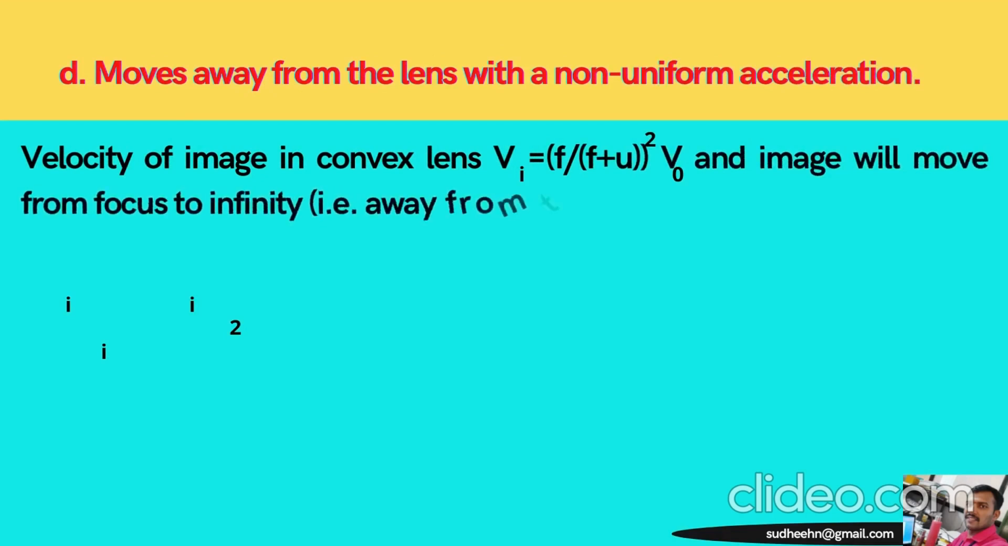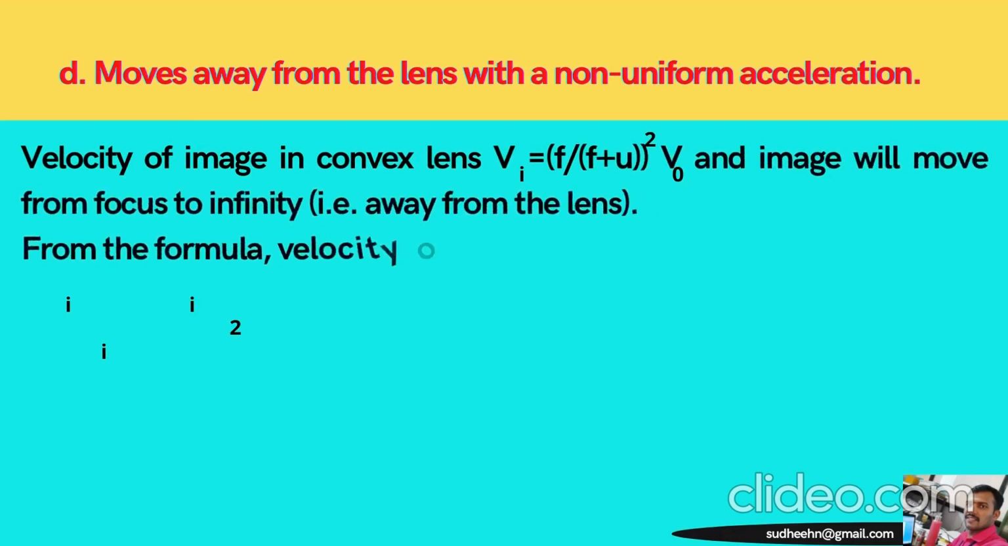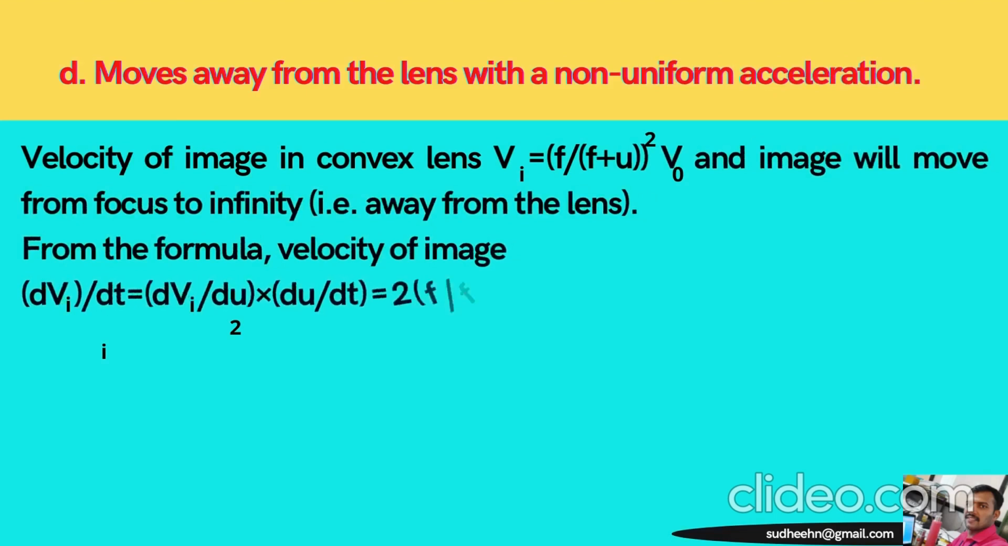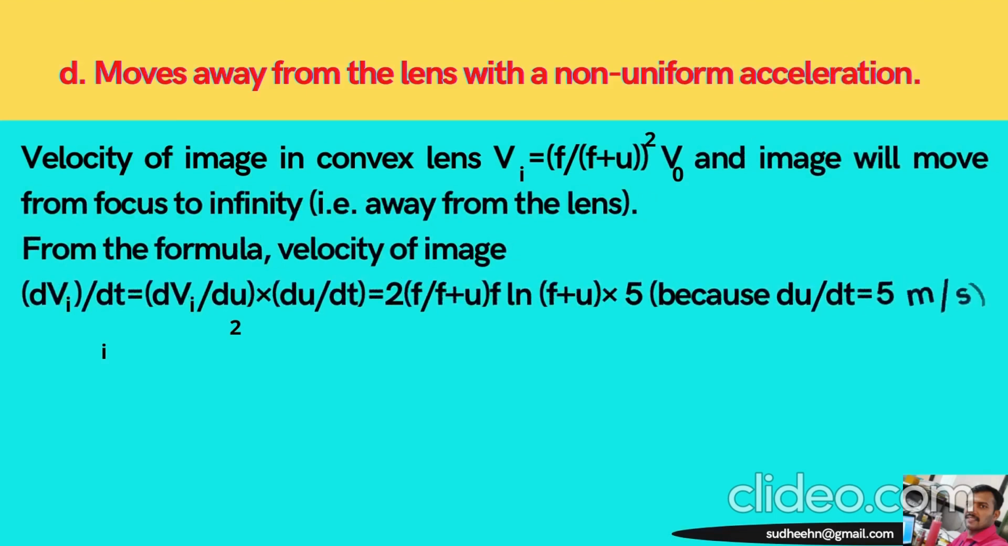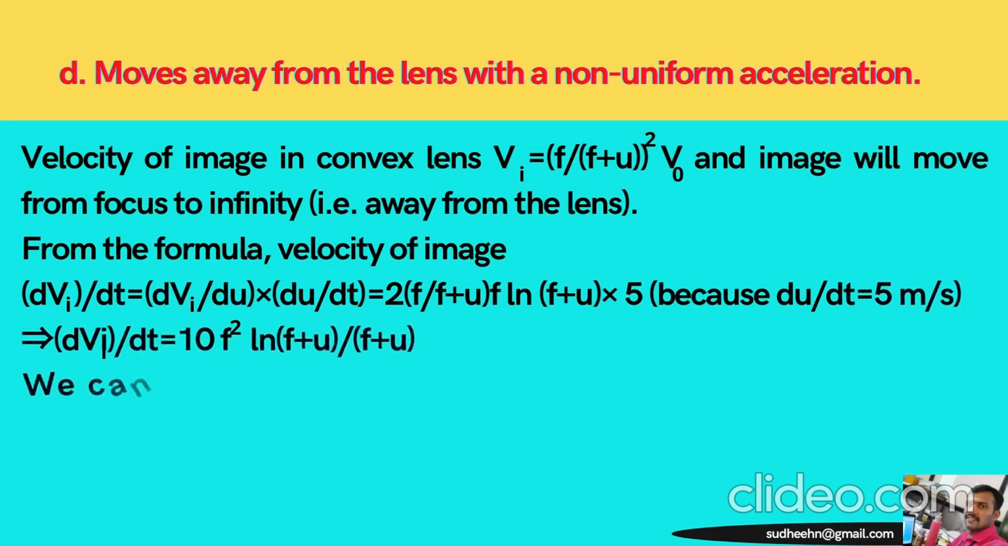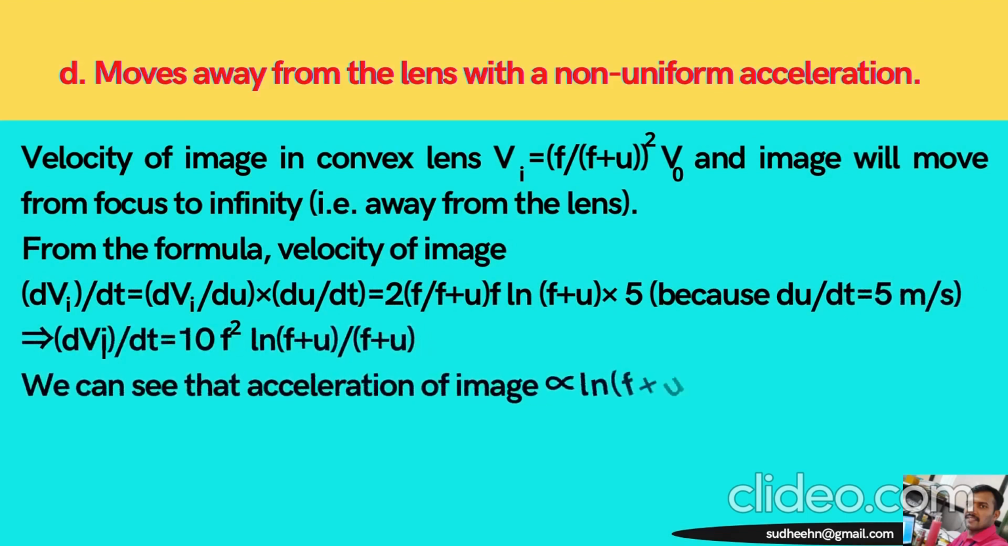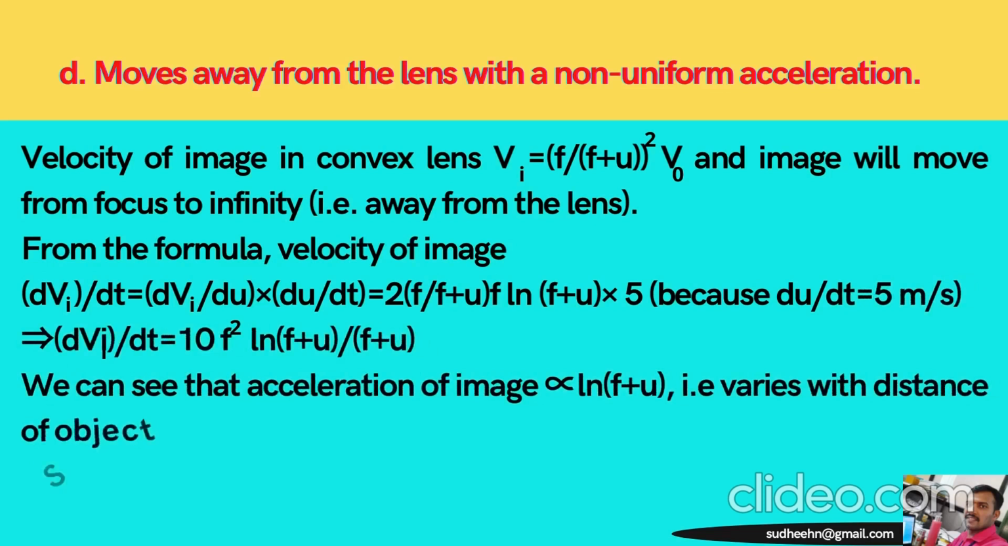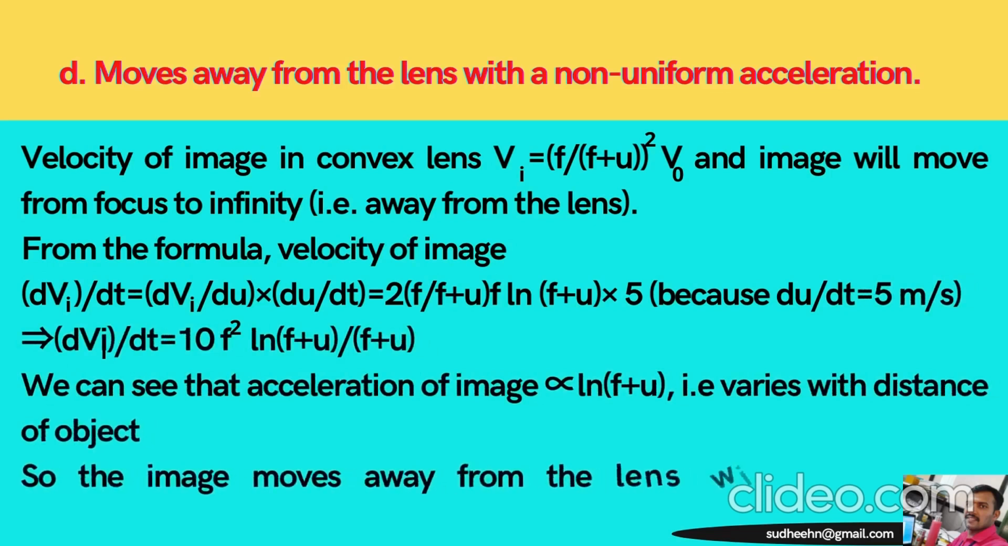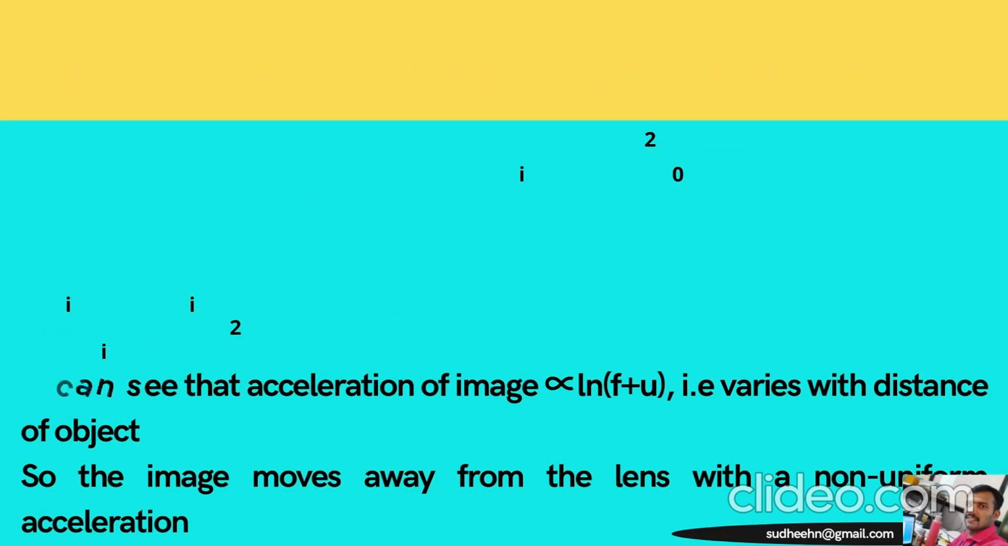because we know velocity of image in convex lens Vi is equal to f divided by f plus u whole square into V naught, and image will move from focus to infinity, that is away from the lens. From the formula of velocity of image, we can differentiate that equation, dVi with respect to dt. We are getting the condition and conclusion. We can see that acceleration of image is directly proportional to ln of f plus u, that is varies with the distance of the object, means as it is directly proportional, image moves away from the lens with a non-uniform acceleration. That is the right option.